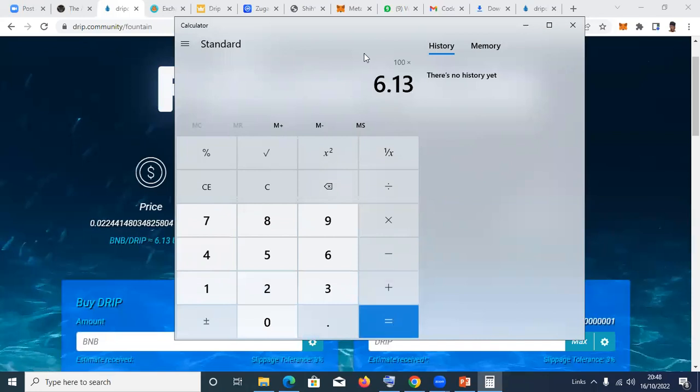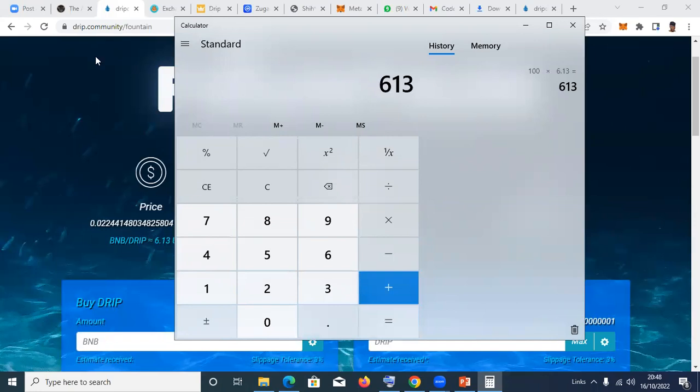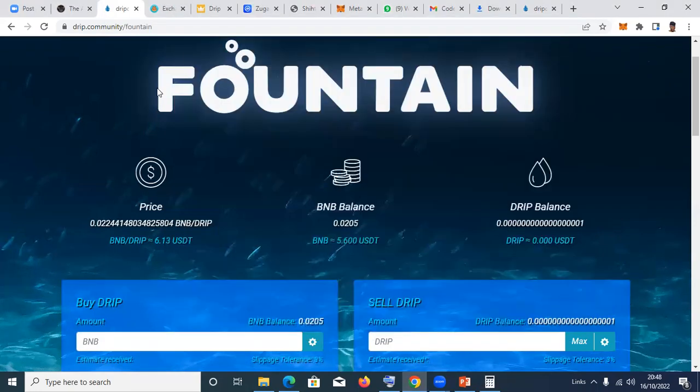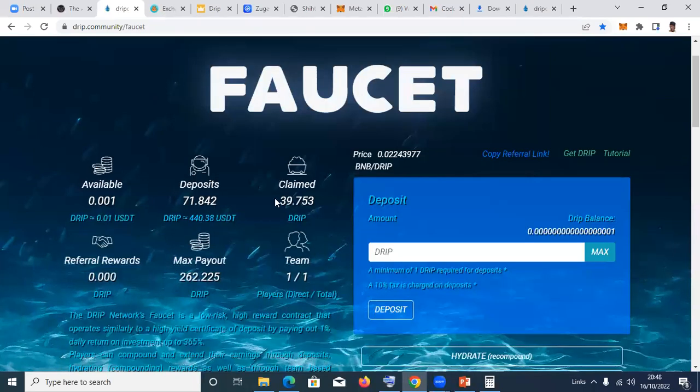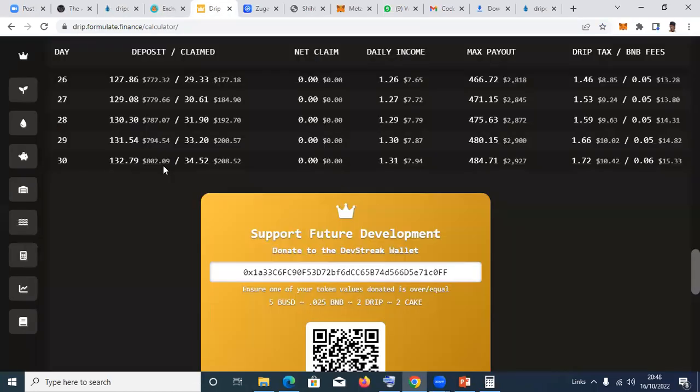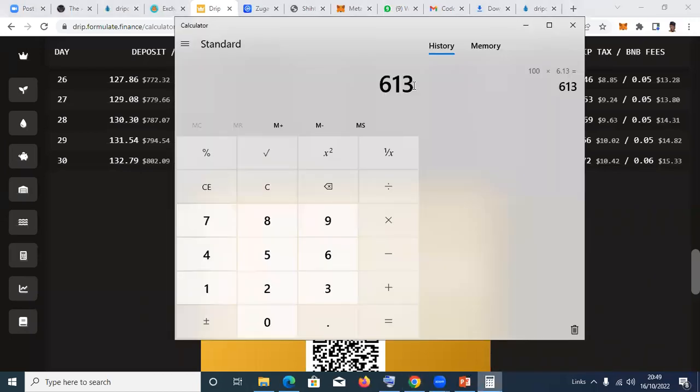That is $613 for 100 drip. Now, because you have deposited on the faucet, and you are compounding on a daily basis, that 100 drip you have there now turns to 132.79 drip after 30 days. Now, you are going to say that your initial capital of 613, let it be there.